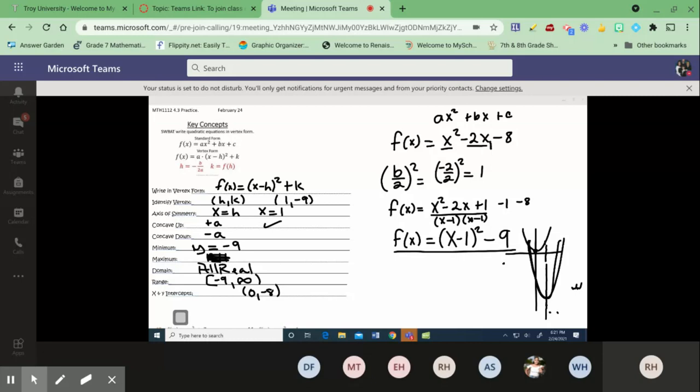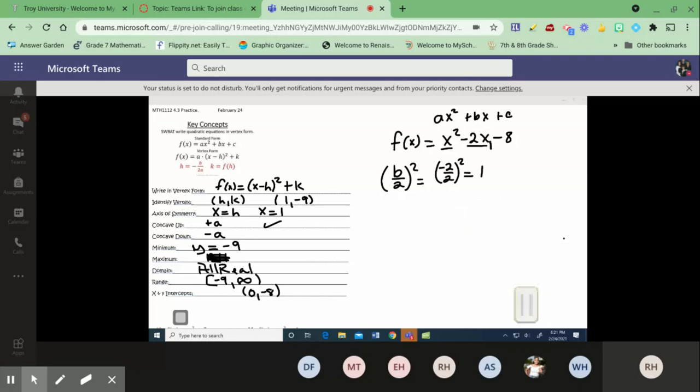And how do I find my x-intercepts? What's the first thing you ever did with a quadratic equation? Factor it, right? Okay, so I'm going to say x squared minus 2x minus 8 equals 0. Can I factor this one? Is there something that's going to multiply to negative 8 and add up to negative 2?